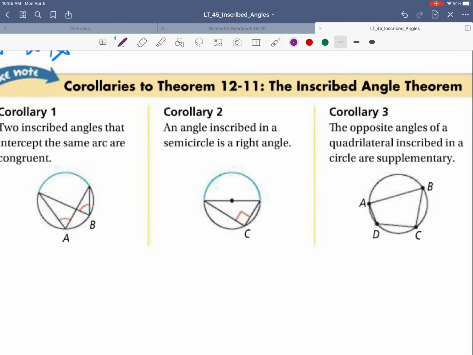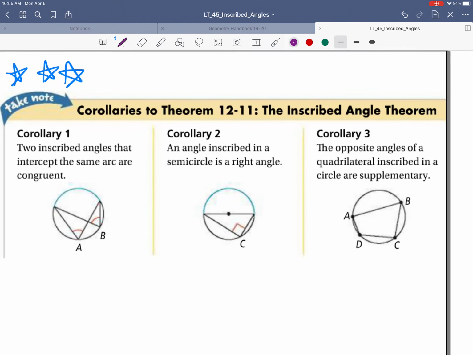And both of those things we just looked at are these three corollaries, which are really important corollaries to deal with the inscribed angle theorem. This one says, corollary one, two inscribed angles that intercept the same arc will be congruent. You can see here that this angle opens up to the exact same arc that this one does. Therefore, those two angles are congruent.